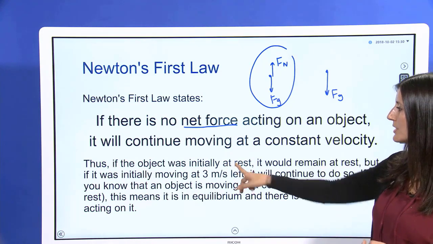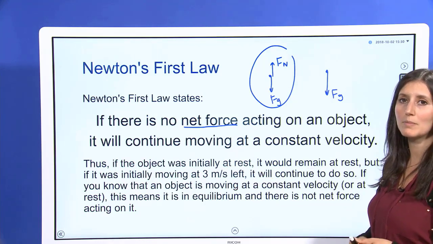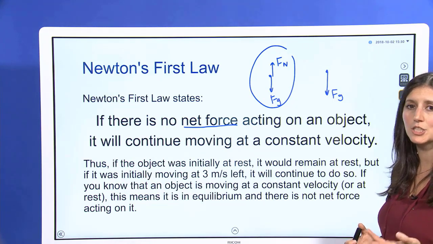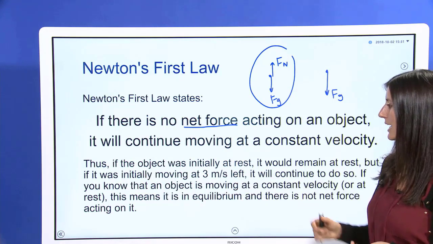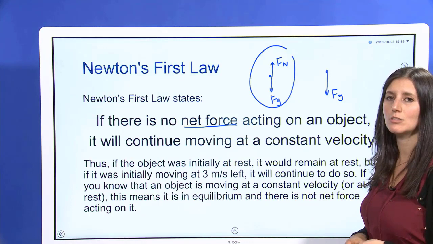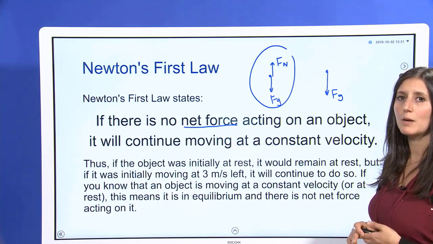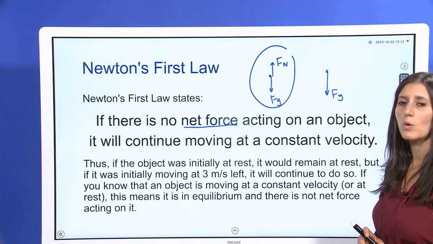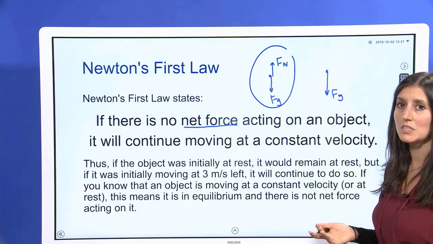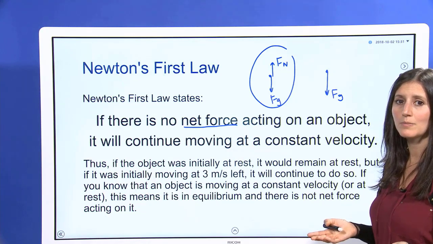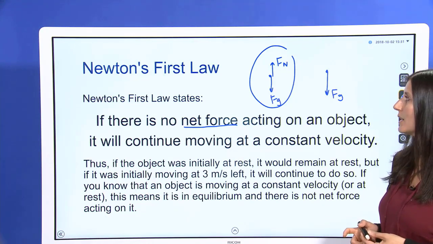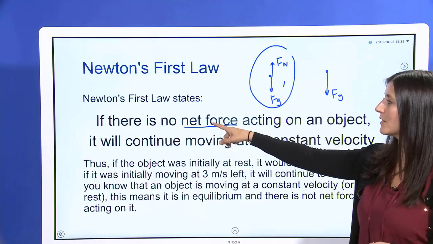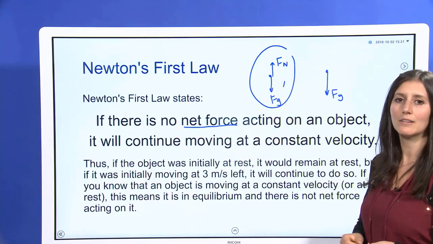So thus, if the object was initially at rest, it would remain at rest. But if it was initially moving at a velocity, such as, for example, 3 meters per second left, it will continue to do so. If you know that an object is moving at a constant velocity, or that it's at rest, which means the velocity is constant at 0, then that means it's in equilibrium, which means all of the forces cancel out and the net force is 0, like it is here.